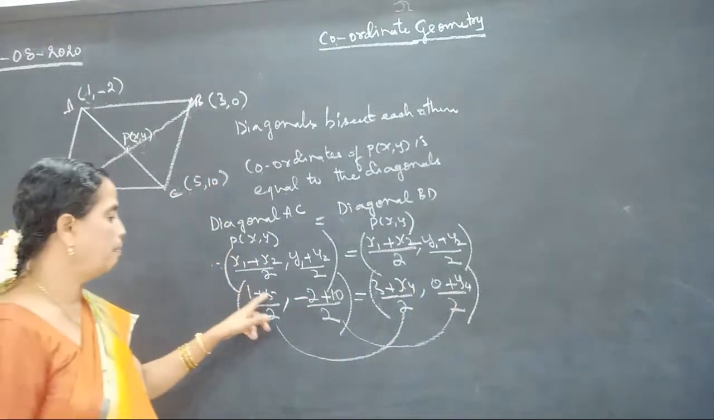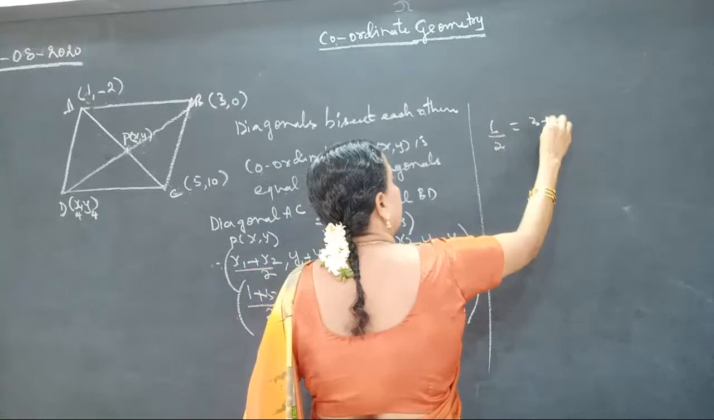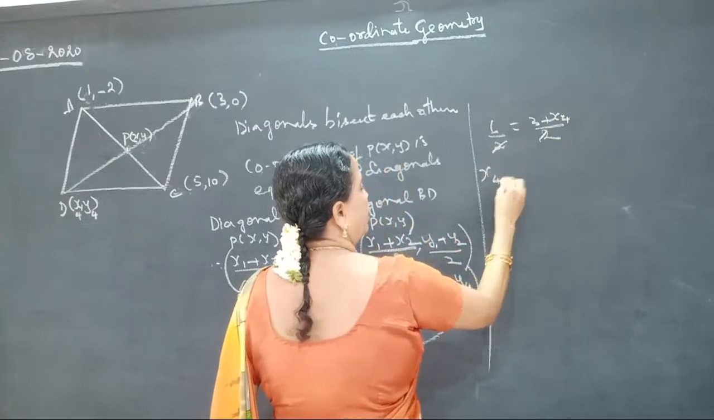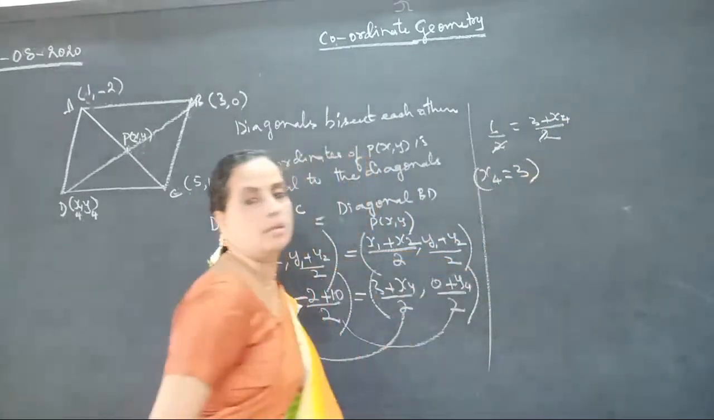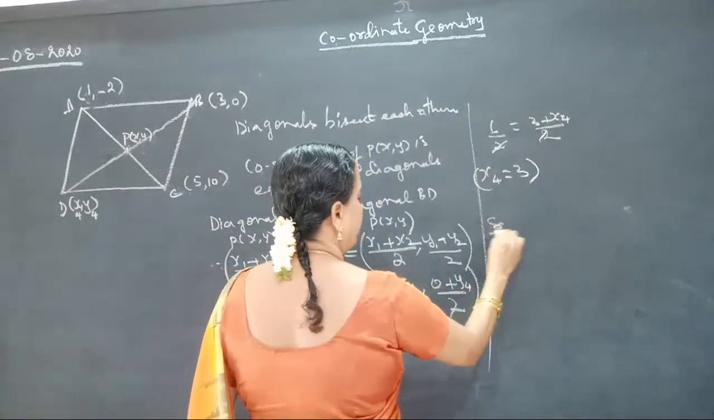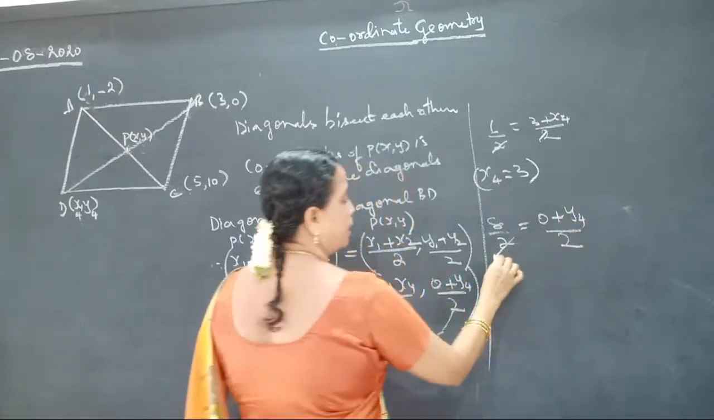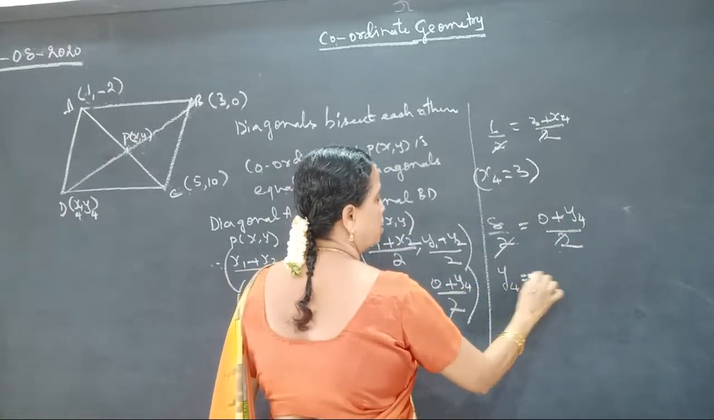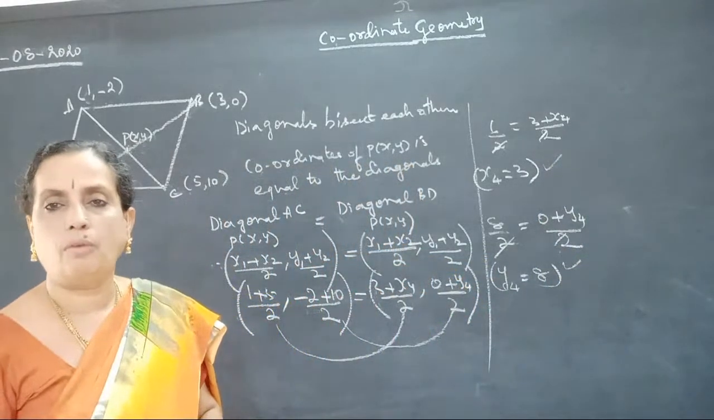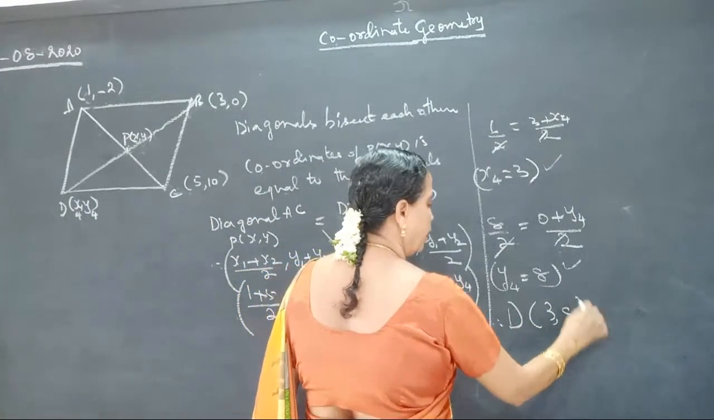That is 5 plus 1, 6 upon 2 equals 3 plus x4 by 2. Cancelling, x4 is 3. Similarly, we equate minus 2 plus 10 is 8 by 2 equals 0 plus y4 by 2. Cancel this. y4 equals 8. So these are the coordinates of the fourth vertex. At the end you write, therefore, D is 3, 8.